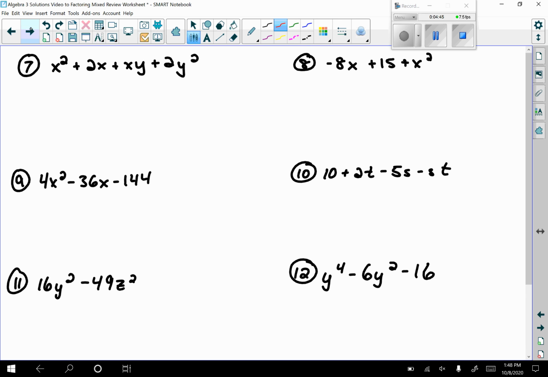Number 7 has 4 terms. This is a factor by grouping problem. I'm going to try leaving everything where it is. Factor out a GCF from the first 2 terms and then from the next 2 terms.